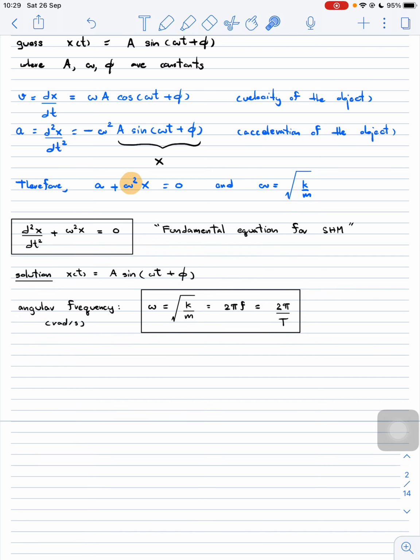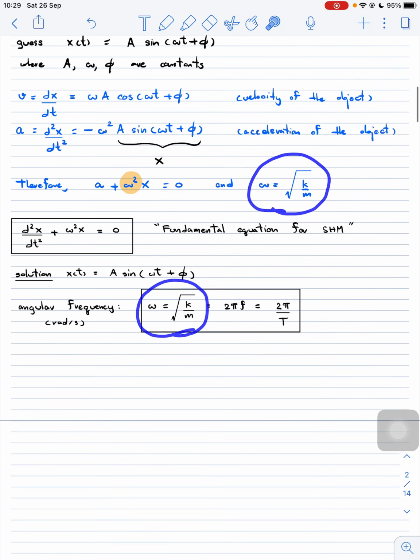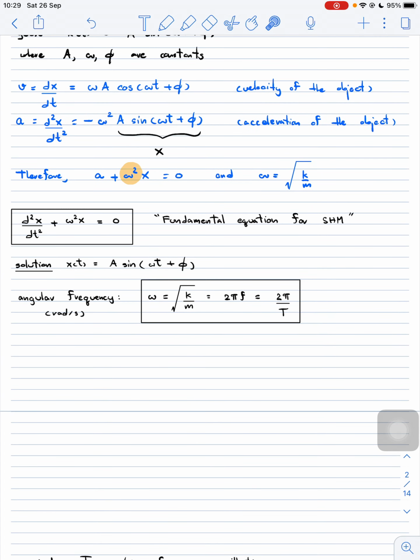The omega here is equal to the square root of k over m. So now this omega is called the angular frequency. Remember, we have used omega already in the circular motion, and then in the rotational motion.